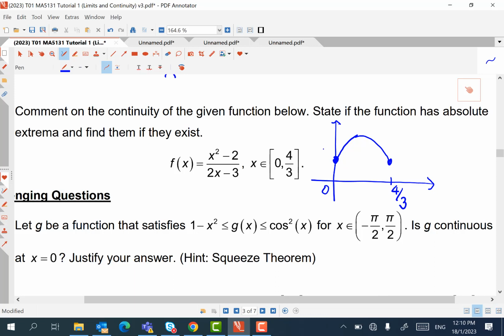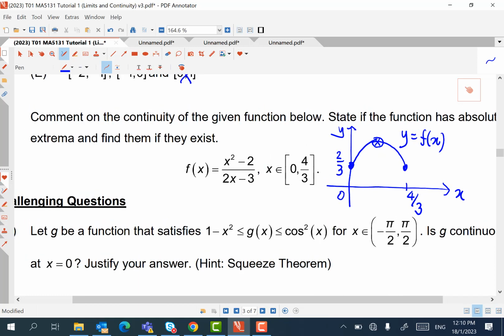And I think this point is 2/3 also. So what happened is the graph of f(x) looks like this. You will need the GDC to write down the coordinates of the maximum point, this point. You can use your GC for this, to get the shape of the graph. And then it says, comment on the continuity of the given function.